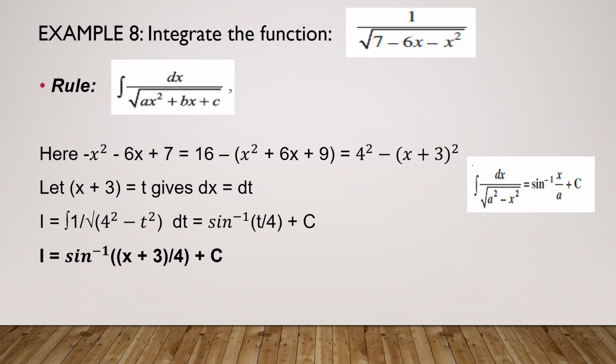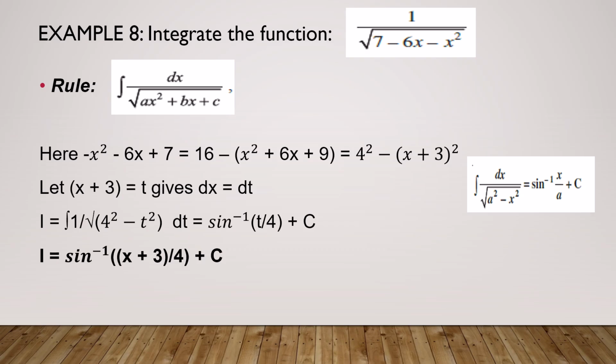So in short, the 7 minus 6x minus x square can be written as 4 square minus (x plus 3) whole square. Now again, like in other examples, just substitute x plus 3 is equal to t. So you have dx is equal to dt. So your integral has become integral of 1 upon root of 4 square minus t square dt.